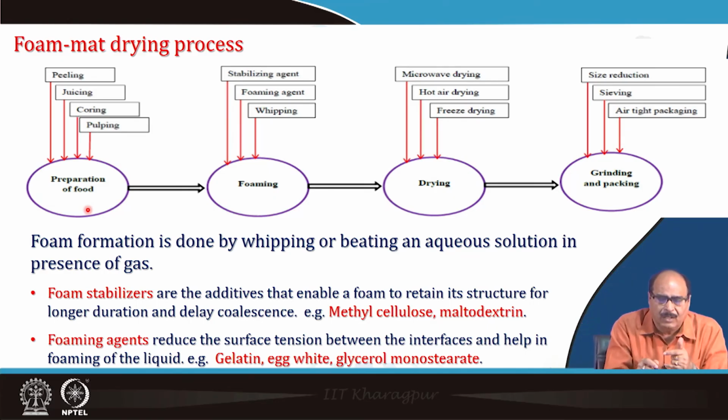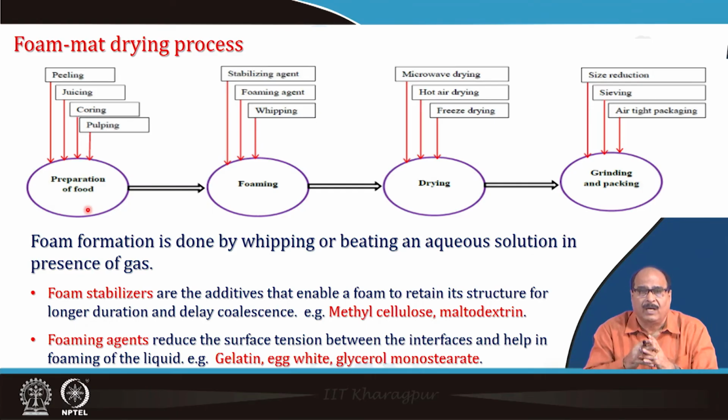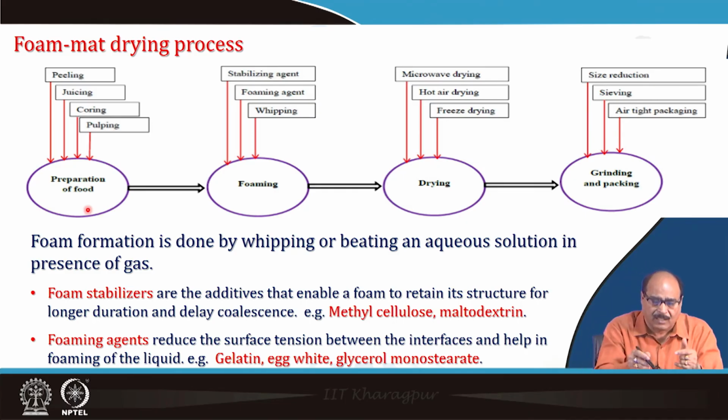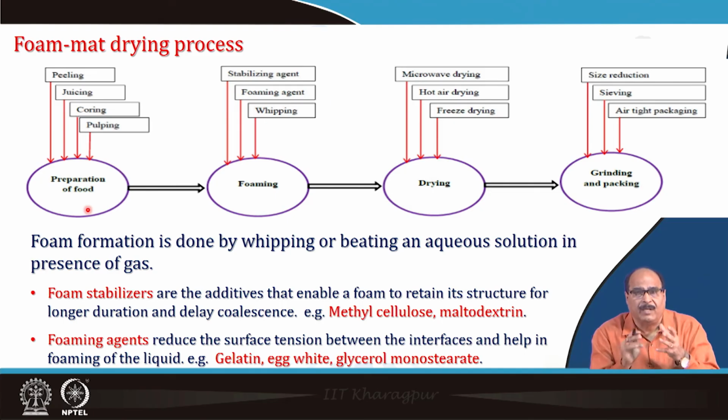And then to the juice, some foaming agent, that is, a foam producing agent like methyl cellulose, maltose, gelatin, egg white, glycerol monostearate, etc., is added. These are the foam forming agents, which can help in reducing the surface tension between the interfaces and help in foaming of the liquid. And then also certain stabilizing agents are added, so that once the foam is formed, it remains in the foam form when the material comes in contact with hot air.